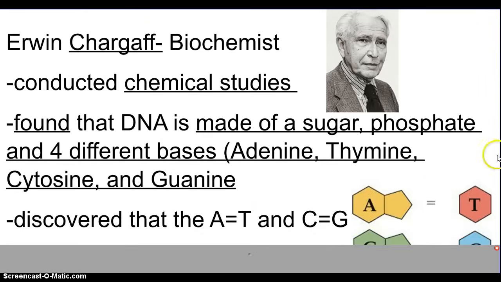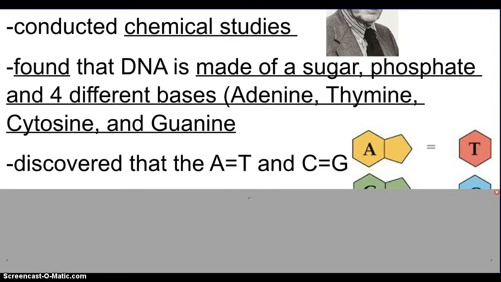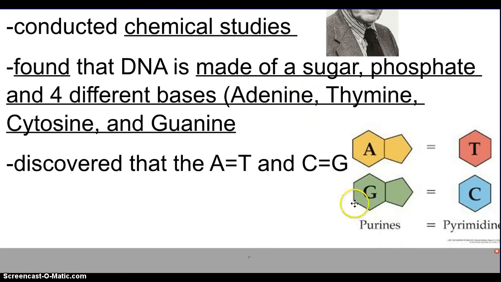So, now we kind of know that this is DNA. This is deoxyribonucleic acid. This is what it's made out of. It's made out of a sugar, phosphate, and these 4 different nucleic acid bases. And he also discovered that adenine, the A, always pairs up with T, the thymine. And then that C always paired up with G, the guanine.